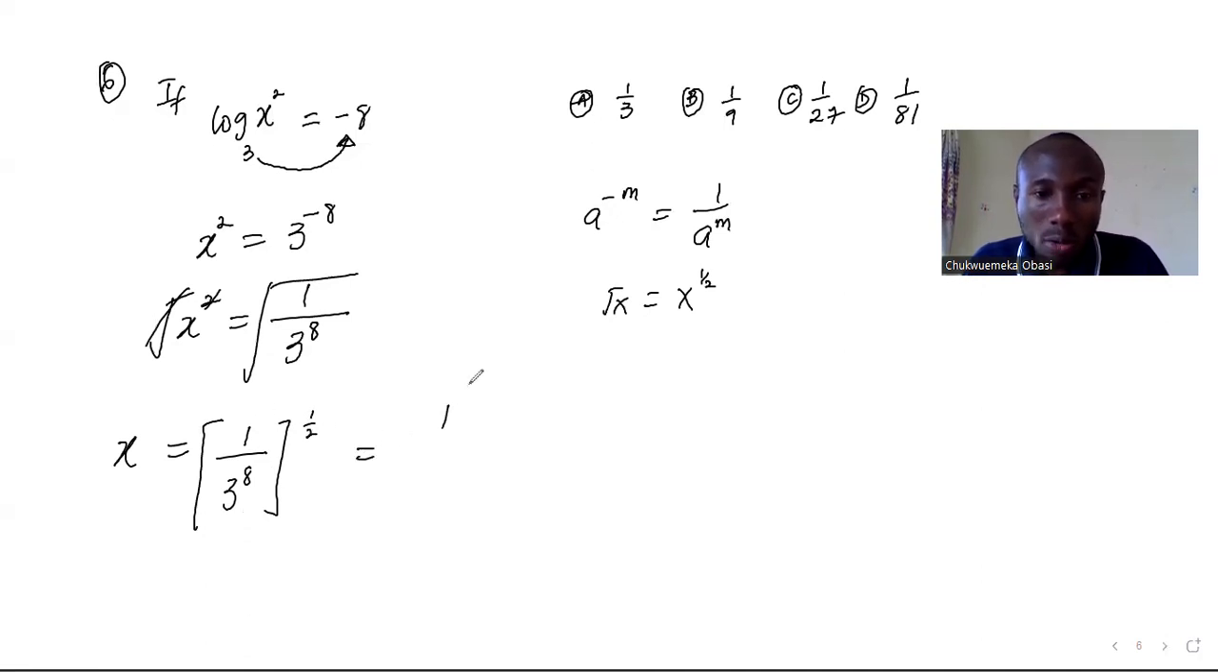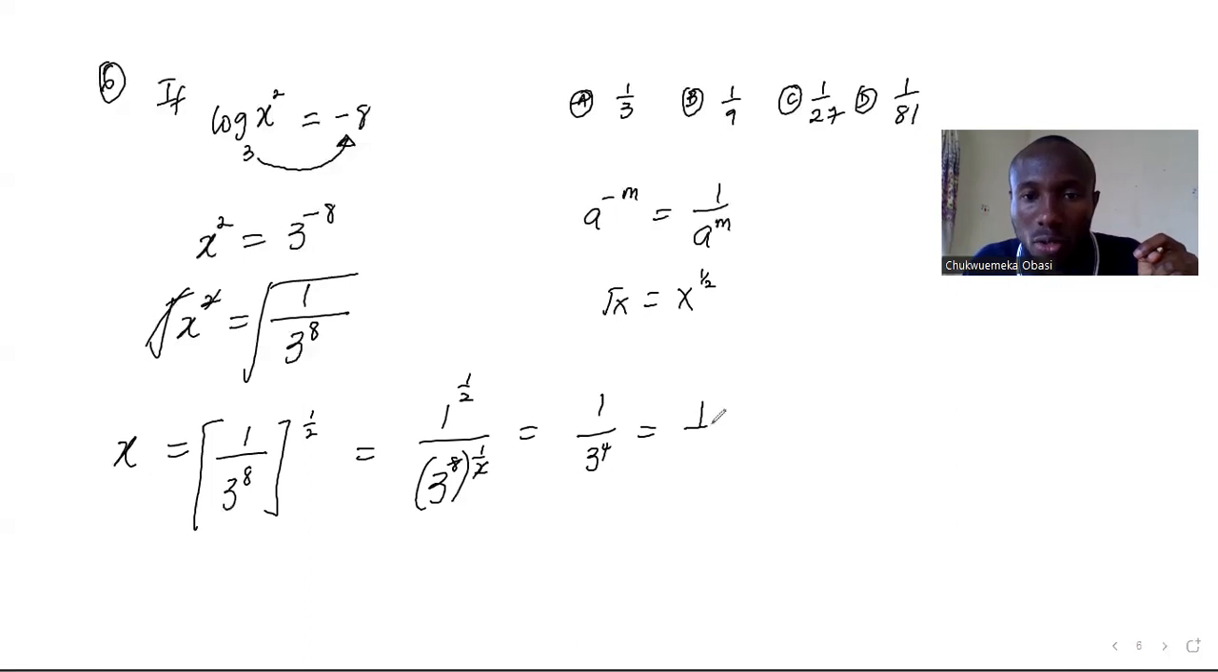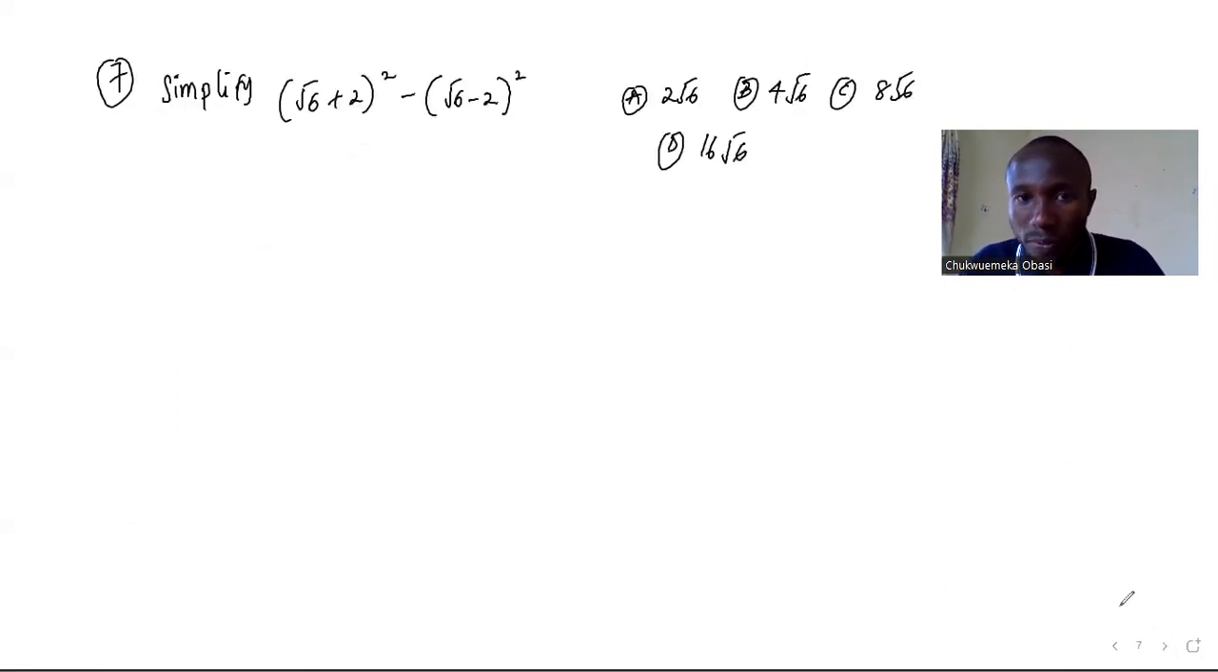So you have 1 to the power 1 over 2 over 3 to the power 8 all to the power 1 over 2. Of course, 1 to the power 1 over 2 is still 1, because 1 raised to the power anything is still 1. 1 times 1 times 1 will still give you 1. Then all over, of course, you see that these 2 can cancel out this 8 here. So you have 4. So you now have 3 to the power 4. And of course, 3 to the power 4 is like 3 times 3 times 3 times 3, which will give us 81. So our answer is 1 over 81. Option D is correct.